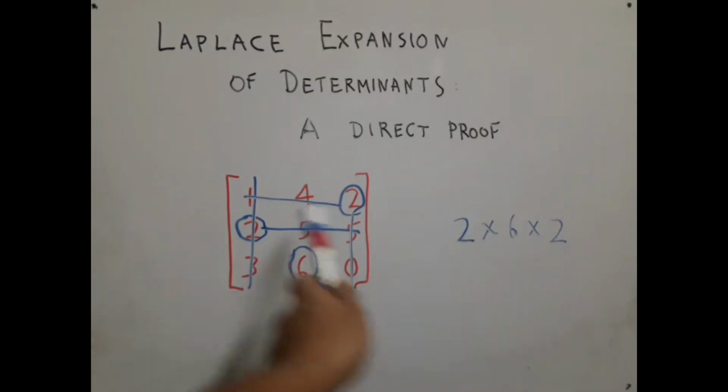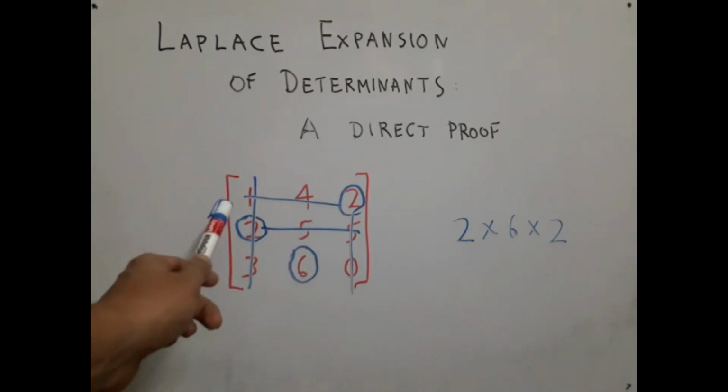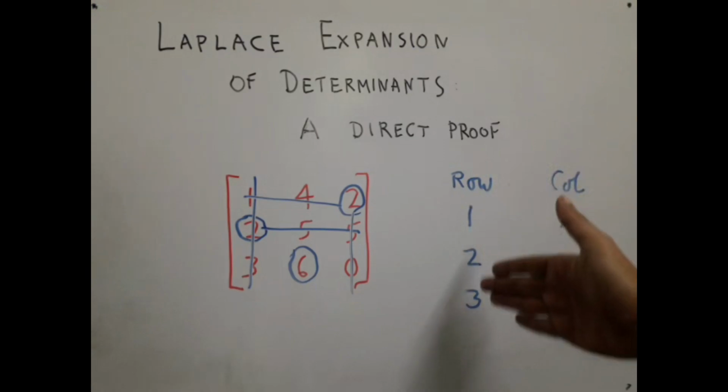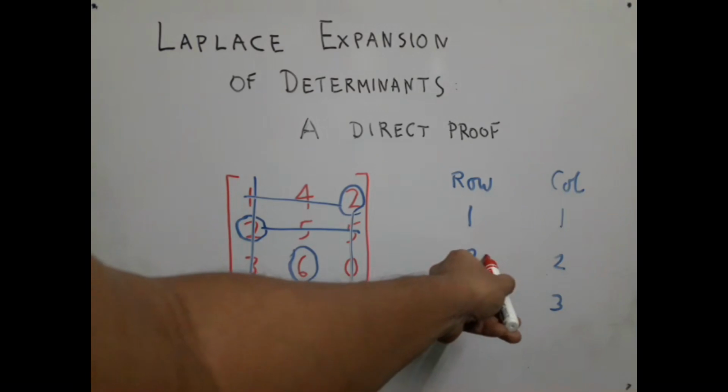Then I will multiply all my selected numbers. Now the way I did this was quite arbitrary. I could have started with something else and proceeded in a different way. It is not very difficult to see that each such choice actually corresponds to one permutation of 1 to 3. To understand this, suppose I list all my rows 1 to 3 and all my columns 1 to 3. Now when I picked this fellow, I picked row 2, column 1. It is like mapping 2 to 1.